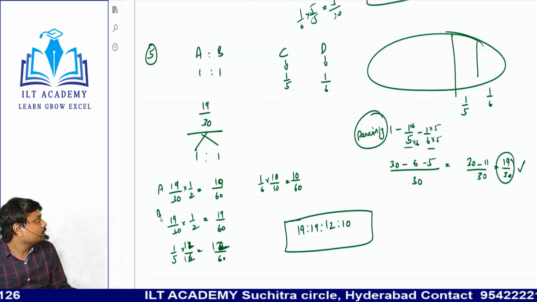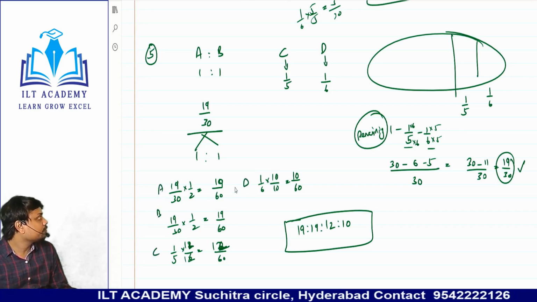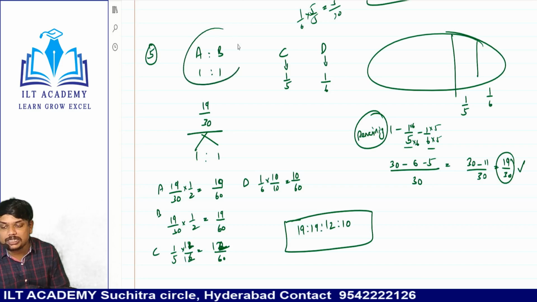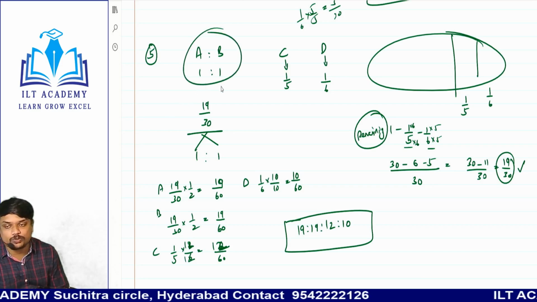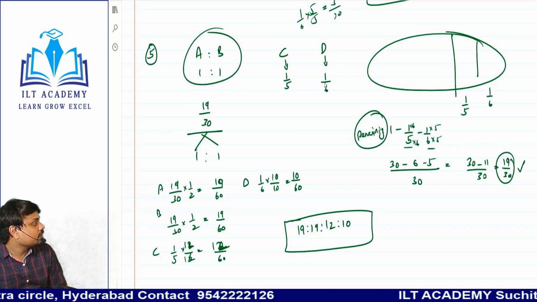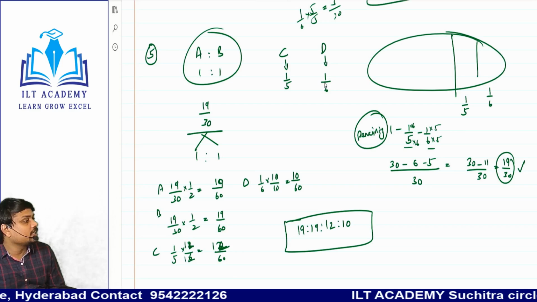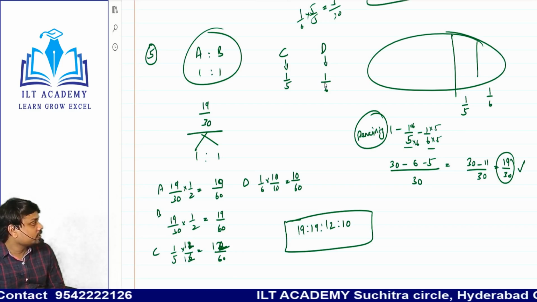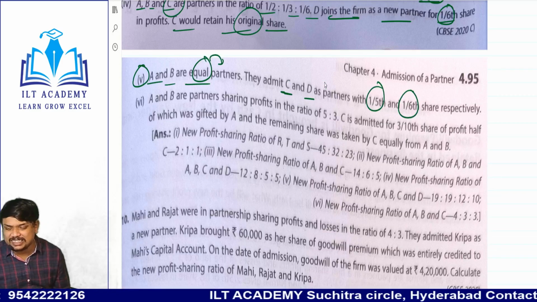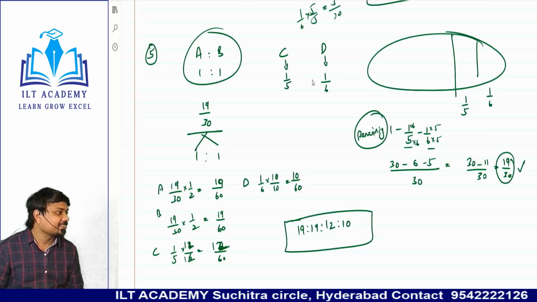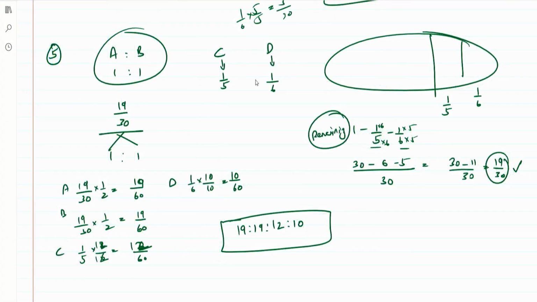A, B, C, D. A and B are sharing the ratio 1:1, and C and D are admitted for 1/5 and 1/6 share. Clear? Understood? Did not understand? These are basic calculations for small children. Look, write down.